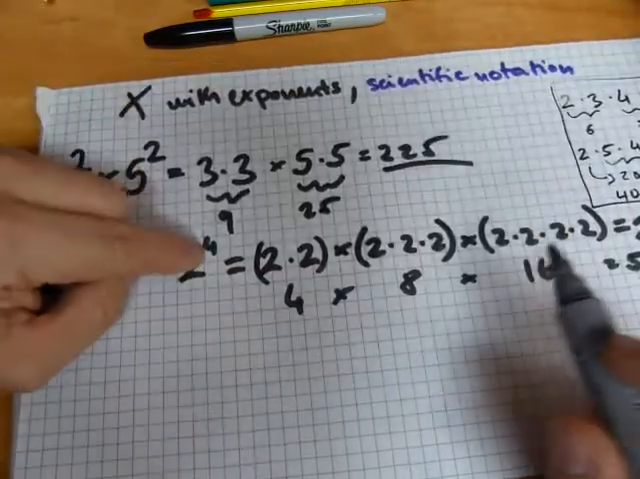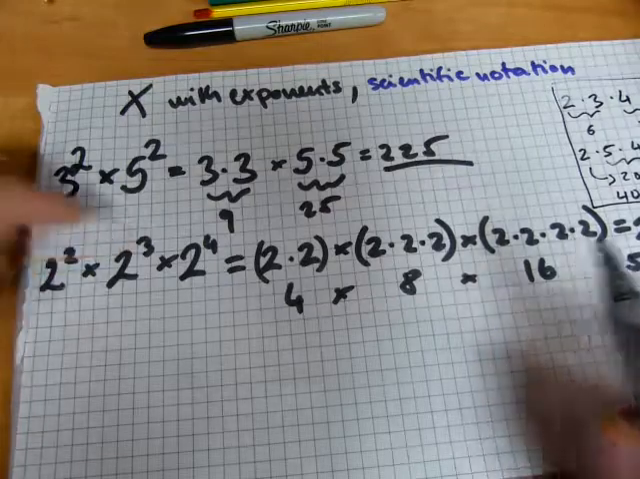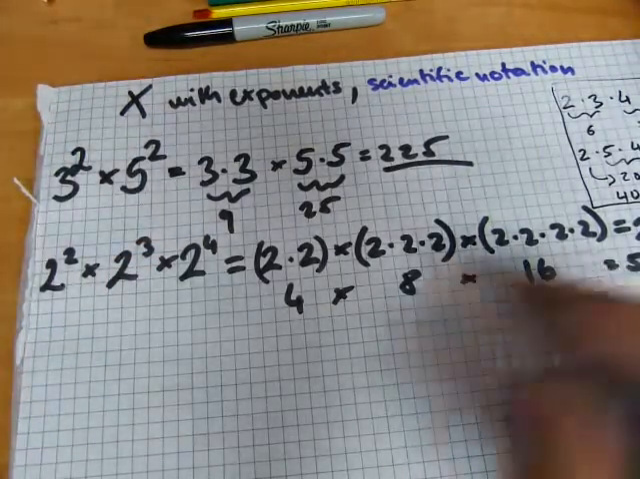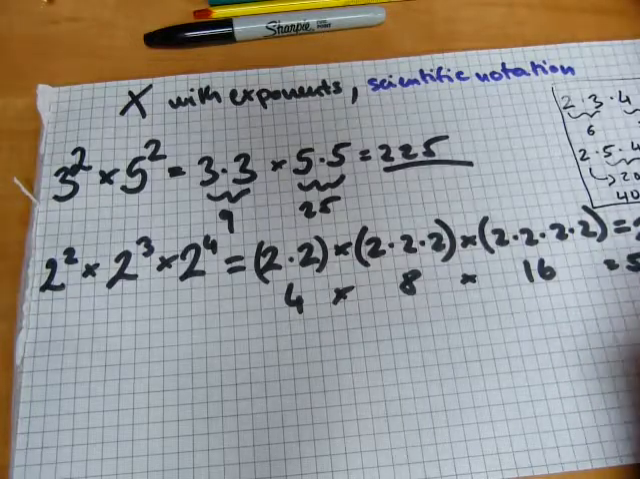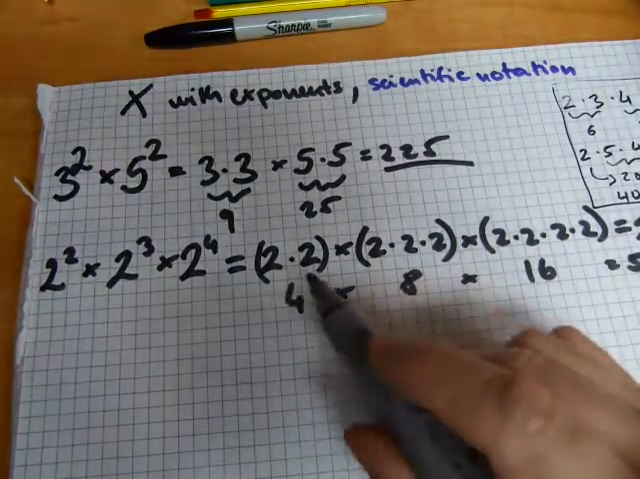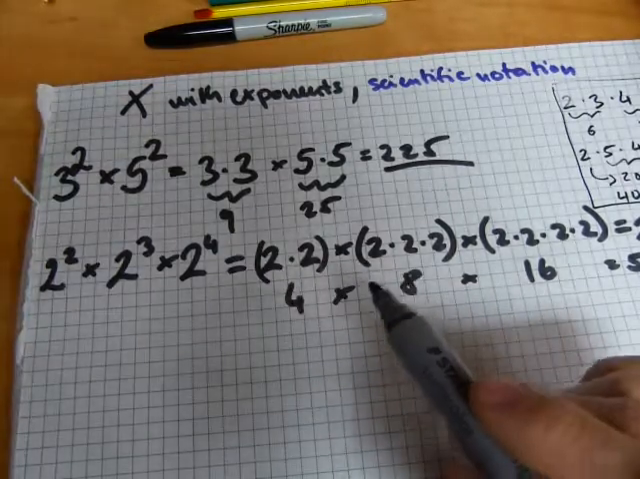You can just add the exponent numbers. 2 plus 3 plus 4 is 9. Okay, and keep the base. So that would be the shortcut for multiplying numbers with exponents if they have the same base.